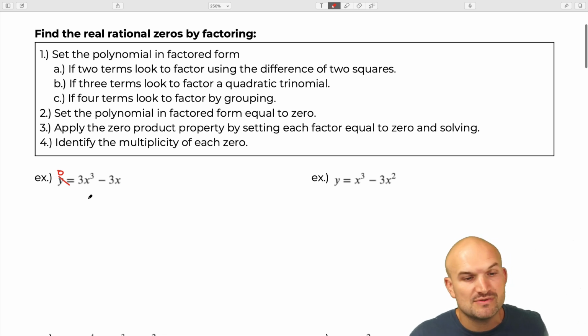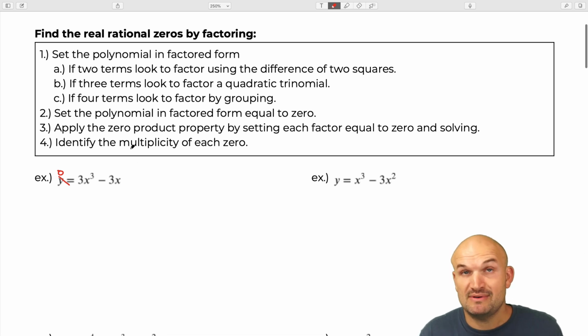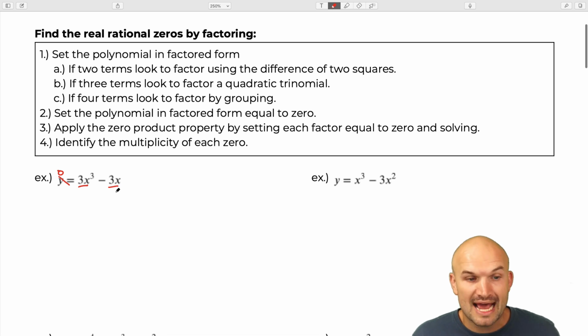And the first thing I'd always recommend when you're factoring is looking to factor out a greatest common factor, something that both 3x cubed and 3x share in common. You can see they both share a 3x. So therefore I can factor out a 3x, and that is going to leave me with x squared minus 1.